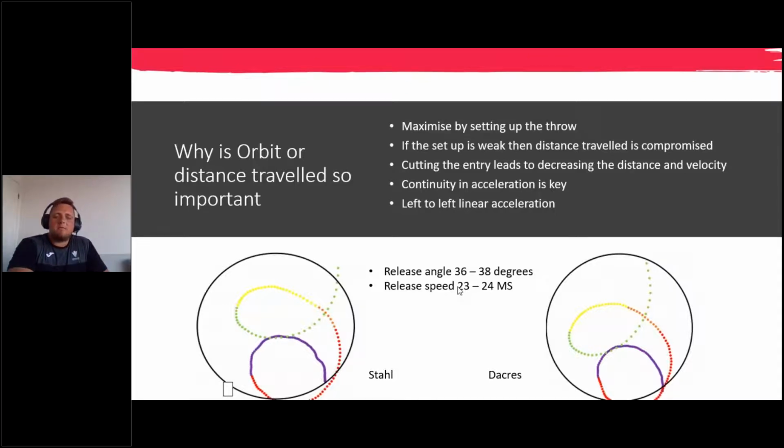And at the bottom here, we've got Daniel Stahl and De Keras from London 2017. So these figures in terms of release angle and release speeds: these two guys' release angle was between 36 and 38 both, and their release speeds are 23 to 24 meters per second. As you can see on the right-hand side, Stahl, bigger guy, has this long backswing, okay?